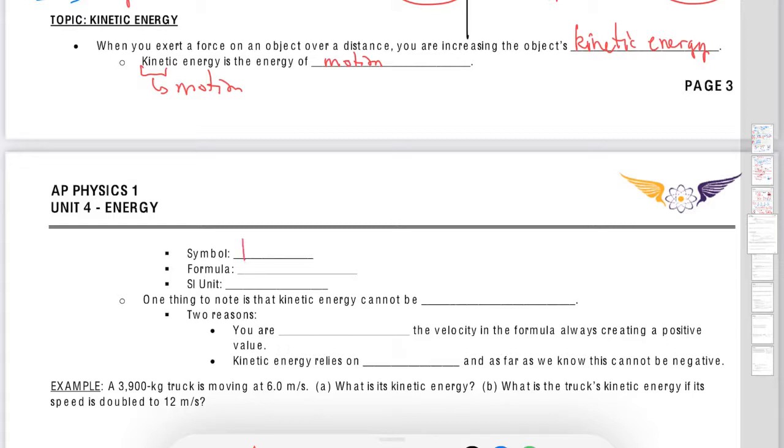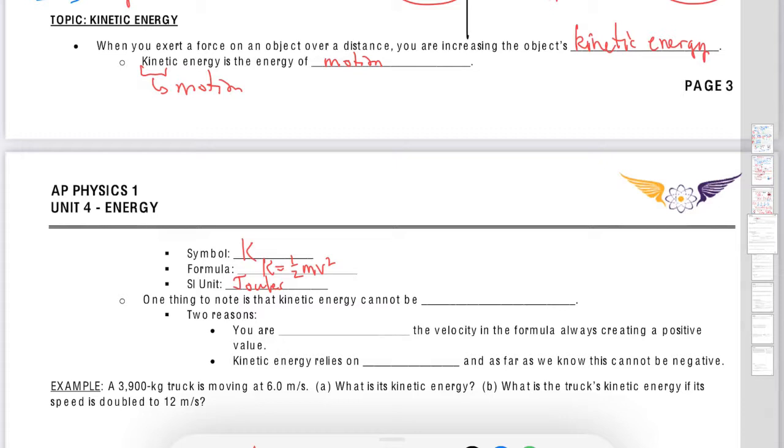The symbol for kinetic energy is simply K. The formula is K equals 1/2 times mass times speed squared. So you have to know the mass, and you have to know the velocity or the speed of the object. Because this is energy, the unit will be joules, just like joules is the unit for all energies here in physics.